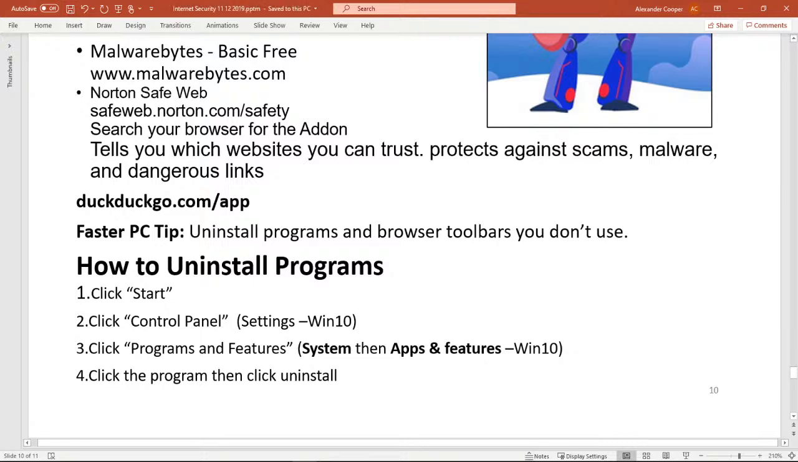All right, so the big thing is if you have something installed that you're not using anymore, you want to uninstall it. I have the instructions here. It's a good idea to go in there and uninstall it, and your computer should speed up a little bit too.